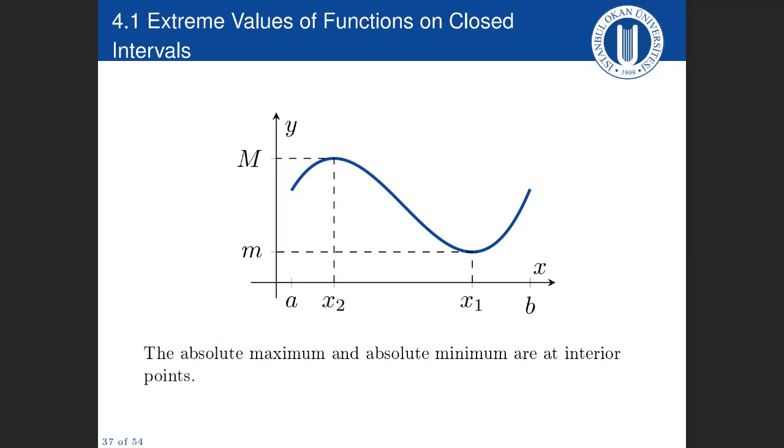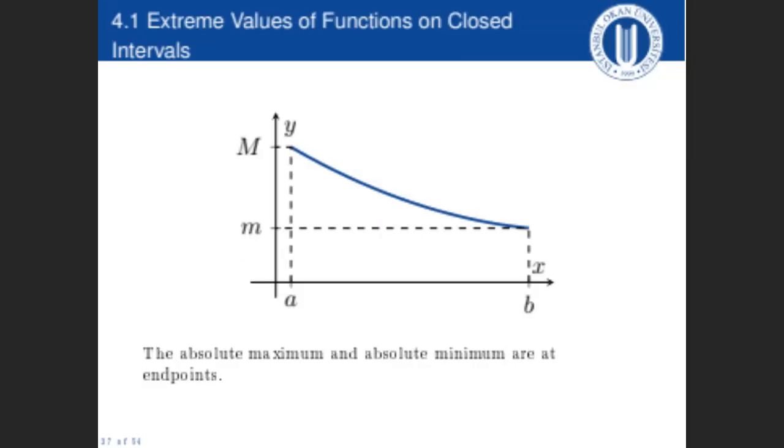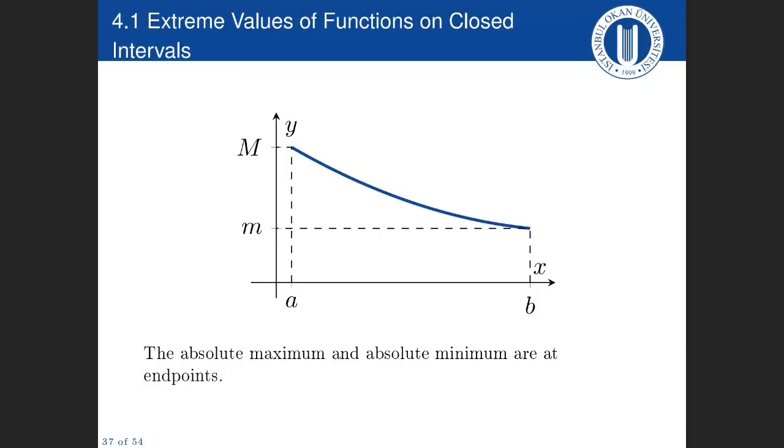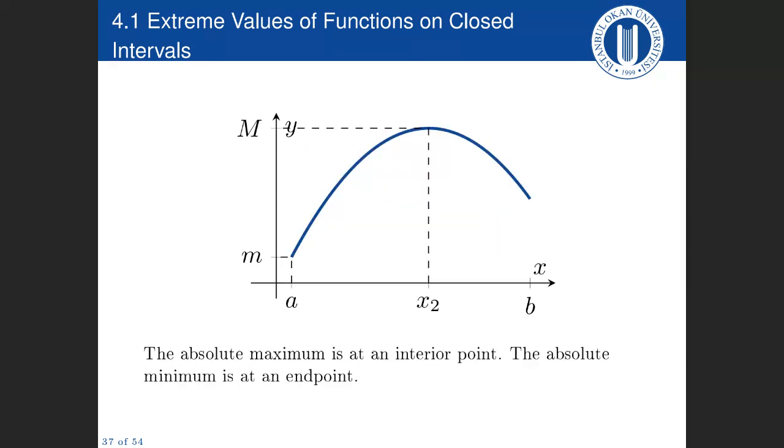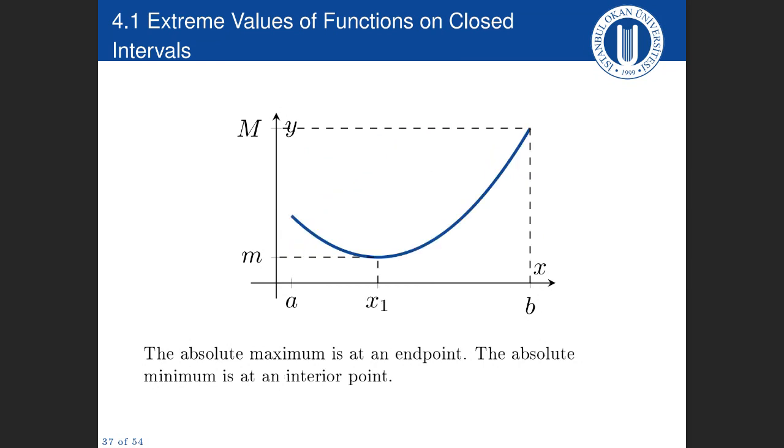We could have the absolute maximum and the absolute minimum at interior points. So not at the end points of our closed interval, but somewhere in the interior. But that's not the only possibility. We might have a function like this. This function has absolute maximum and absolute minimum at the end points of the domain. Or maybe we have a function like this. Here the absolute maximum is at an interior point, but the absolute minimum is at an end point. Or turn that picture upside down, something like this. This function has the absolute maximum at the end point of the domain and the absolute minimum at the interior point. Those are the possibilities.